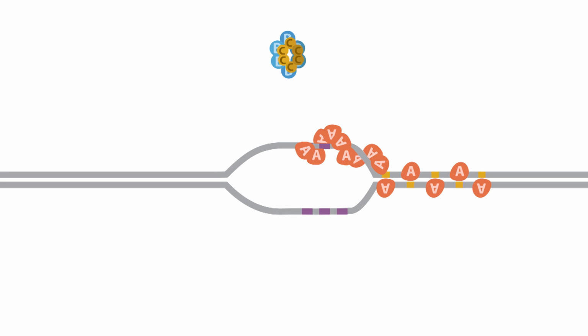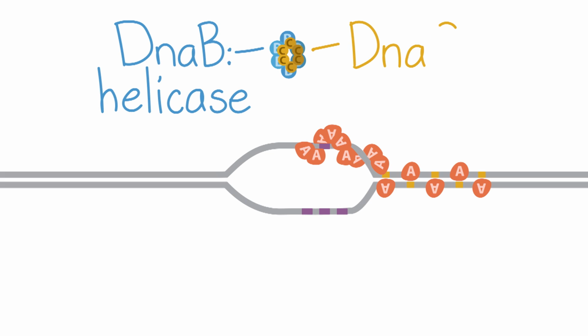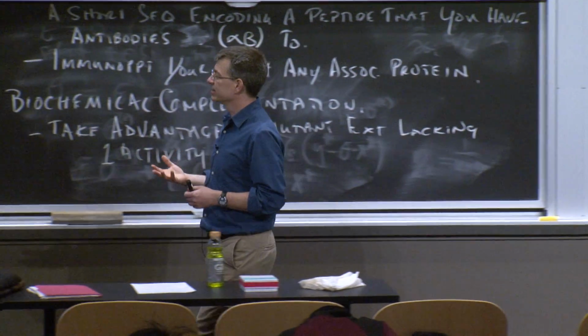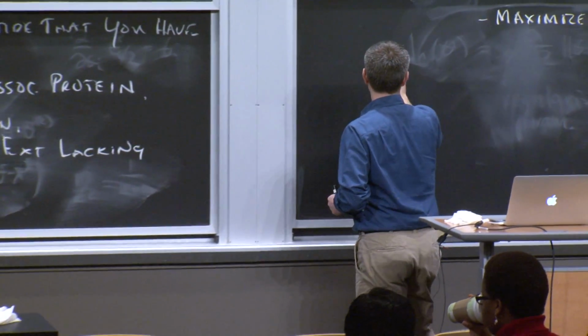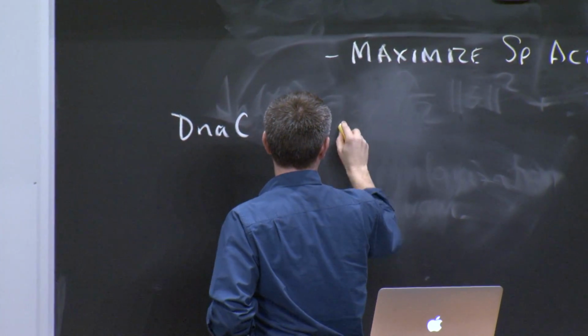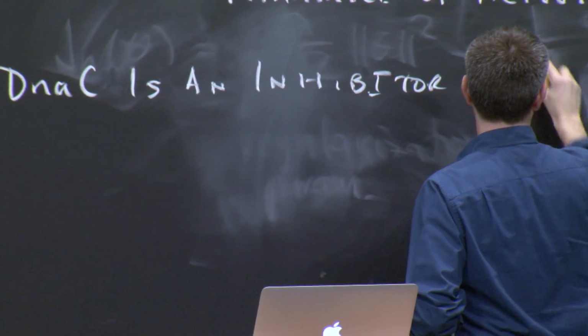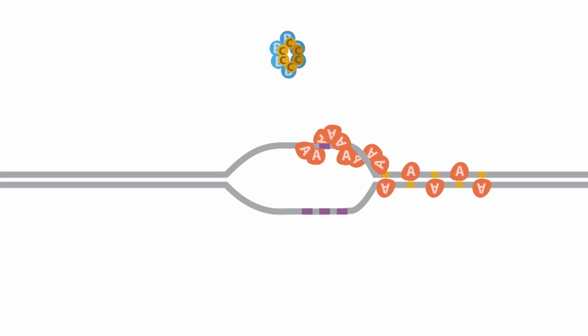So the next step is I told you about this DNA B being the helicase, and we just briefly mentioned this protein DNA C. Okay? DNA B and DNA C form a complex off the DNA. And they have two interesting properties when they're together. One is that DNA C turns off DNA B. Okay? So DNA C is an inhibitor of DNA B.